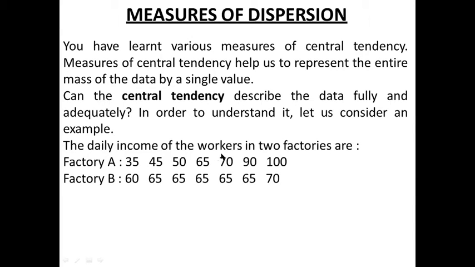The daily income of the workers in two factories, Factory A and Factory B. Factory A has 35, 45, 50, 65, 70, 90 and 100, and Factory B has 60, 65, 65, 65, 65, 65 and 70. These are the data of two different factories, Factory A and Factory B.